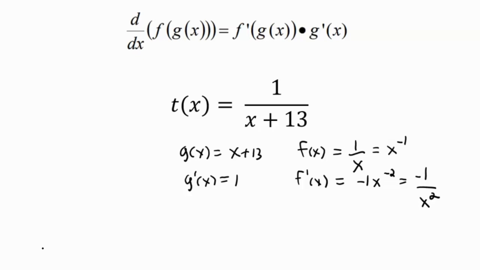Putting this together as a chain, we've got f prime with g plugged in. So that means that t prime of x is going to equal f prime, negative 1 over, with g plugged in. So we get x plus 13 gets plugged in for the x, and we have to square it, times g prime. Well, in this case, g prime is 1, so we have our answer.